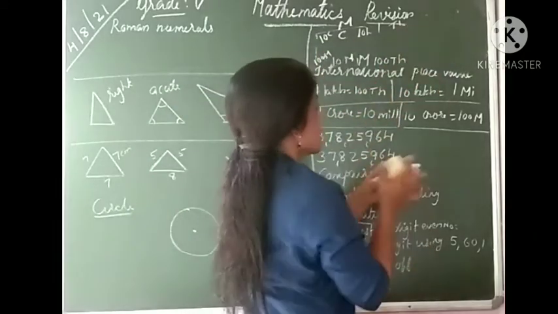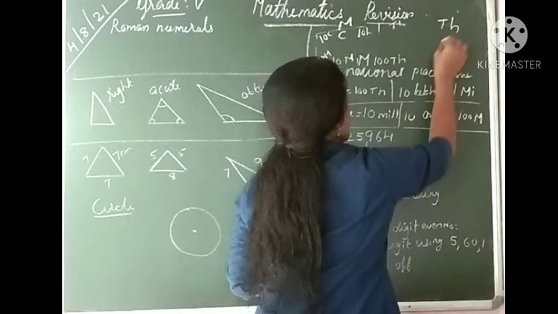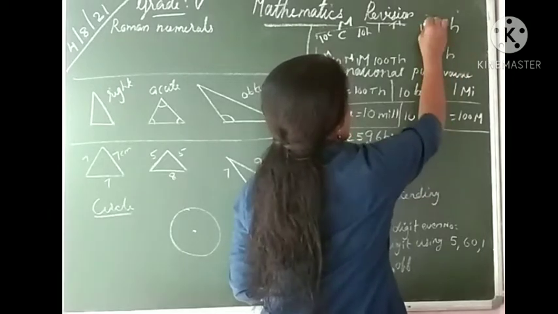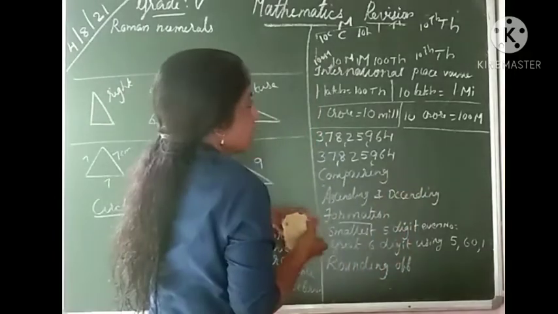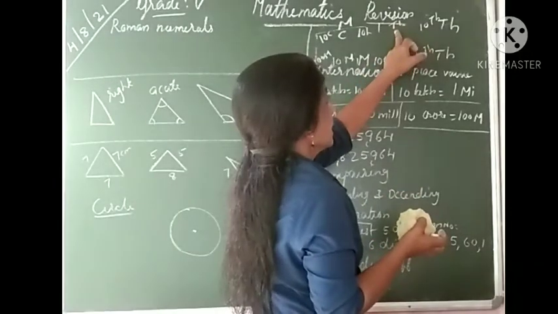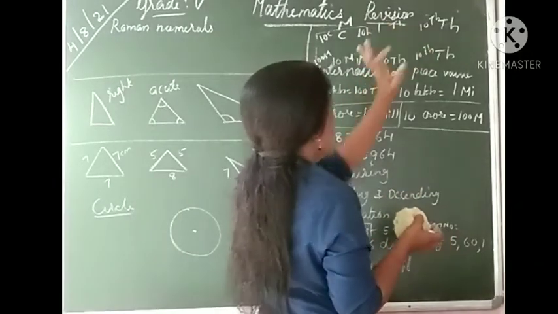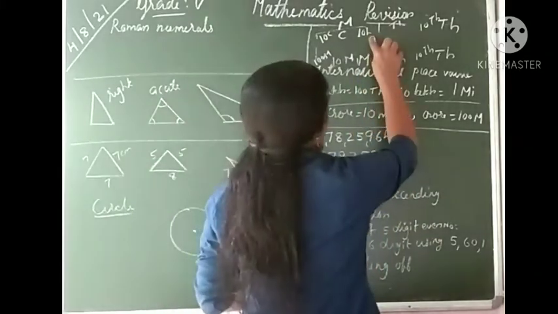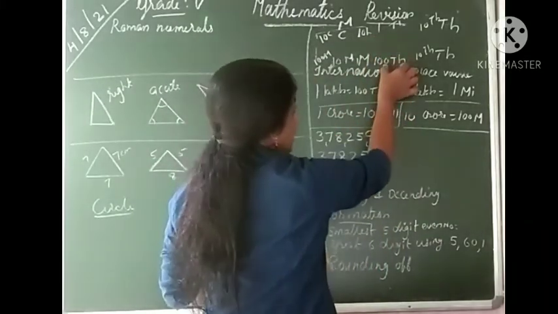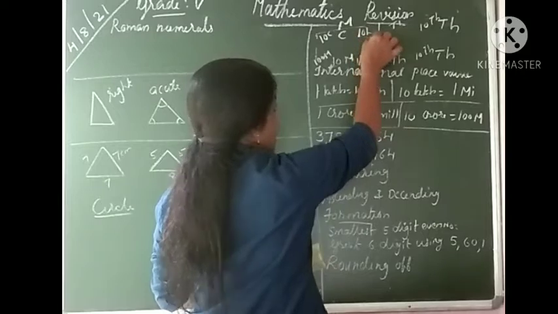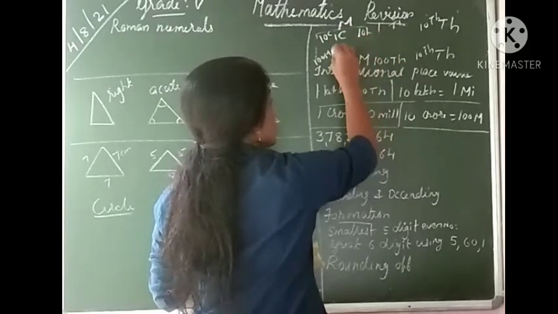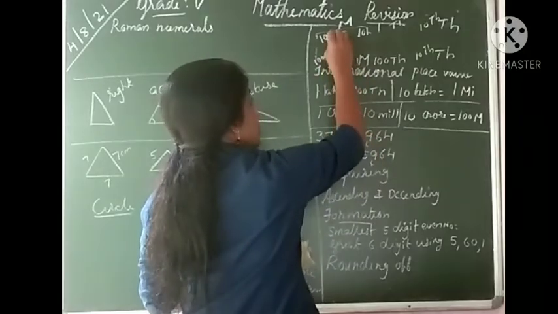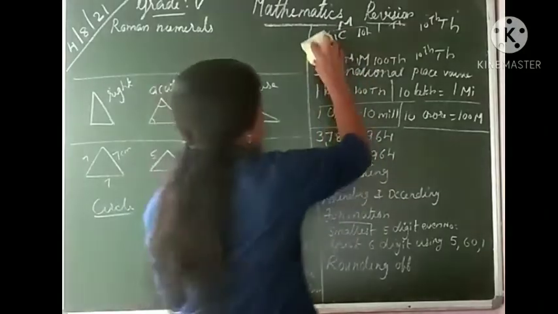1000 and 1000 are equal, 10,000 equal, then what is the difference? Next, after 1000 what are we taking? Lakh. Therefore, 1 lakh is equal to what? 100,000. 10 lakh is equal to million. Then 1 crore is equal to 10 million, and 10 crore is equal to 100 million.